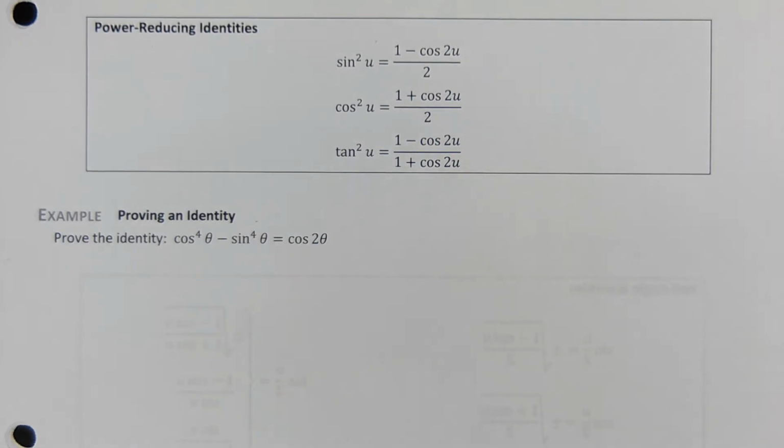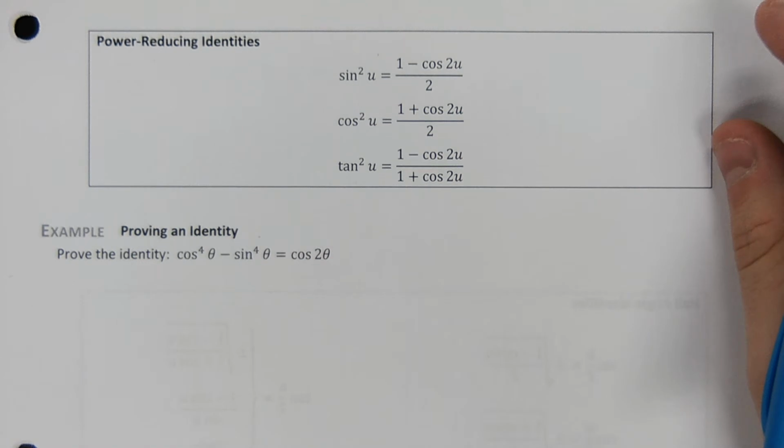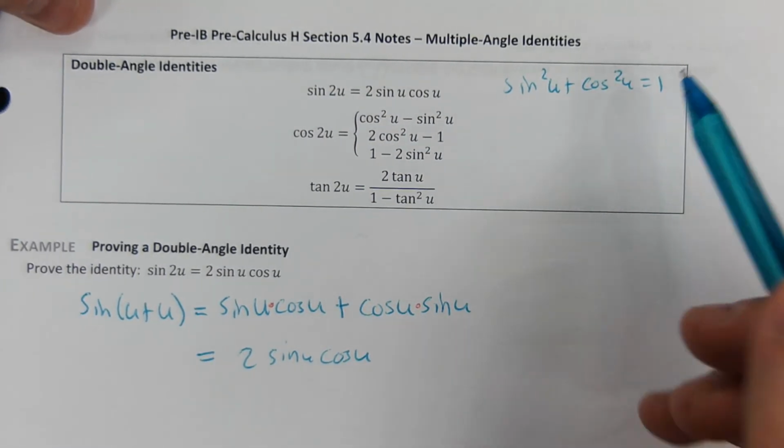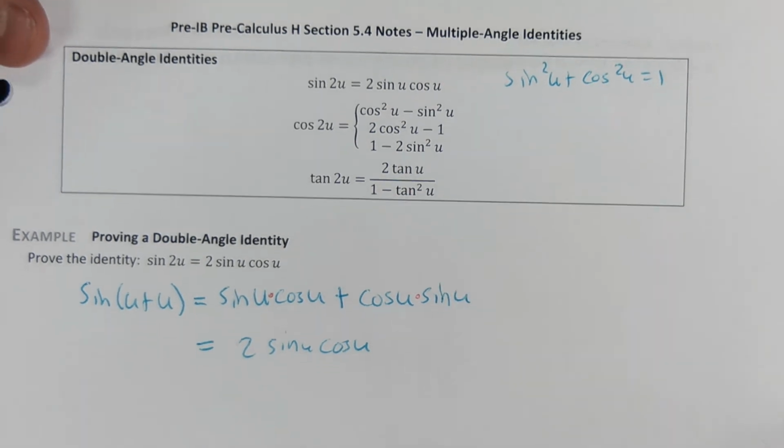The power reducing identities. Look at these bad boys. Not only can you say that sine squared u is 1 minus cosine squared u, or cosine squared u is 1 minus sine squared u, you could say they're also equal to these fractions that use double angle identities. They're quite easy to prove, and quite easy to derive, to be honest with you, using this and these. Insanely easy to derive.